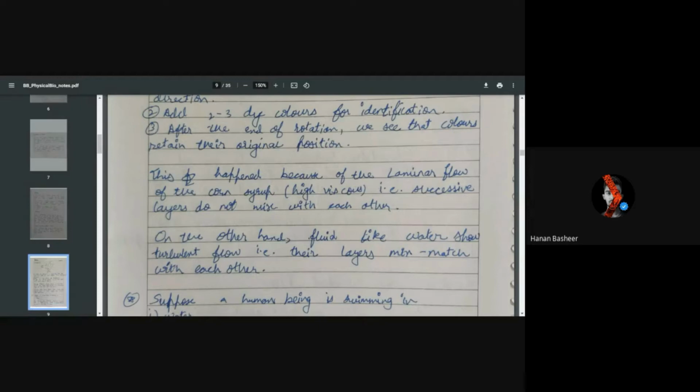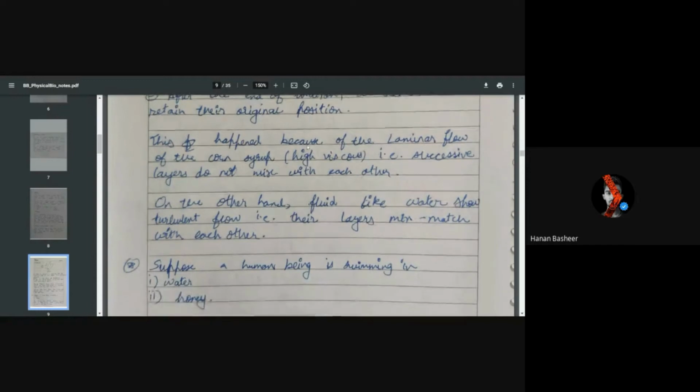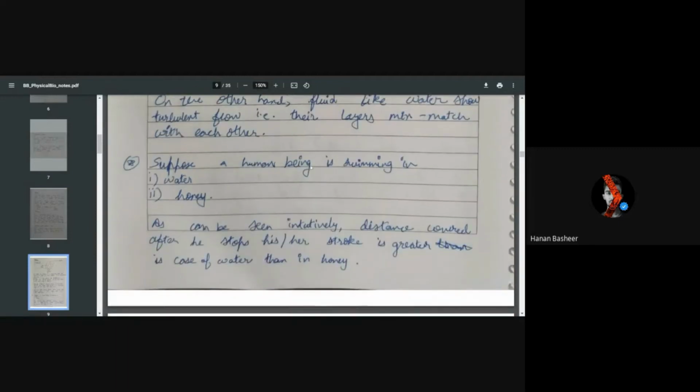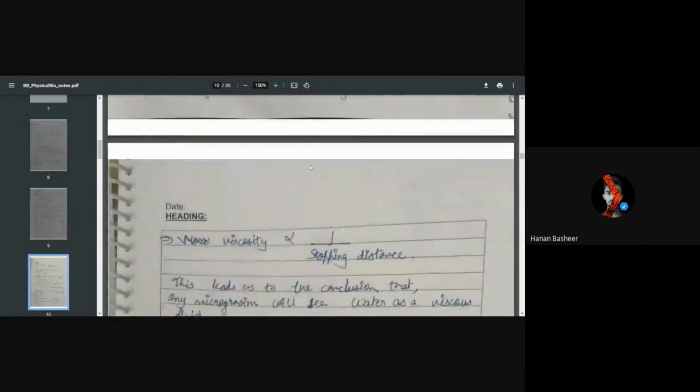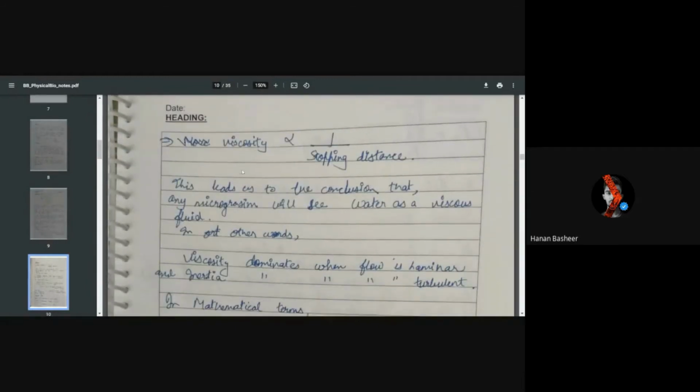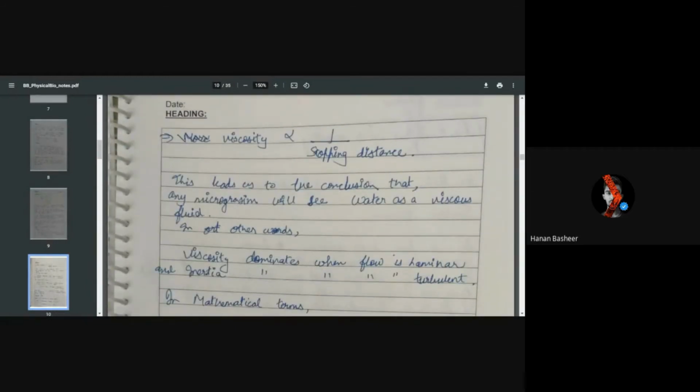It has such high viscosity that the layers slip past each other, and when they come back to their original position, they retrace their path. On the other hand, fluids like water show turbulent flow. Their layers mix between each other. So hence water shows turbulent flow. Now consider a human being swimming in water and honey. We can obviously imagine that it will be more difficult to swim in honey because of its highly viscous nature. So we know that viscosity is inversely proportional to stopping distance. This leads to the conclusion that a microorganism will see water as a viscous fluid.